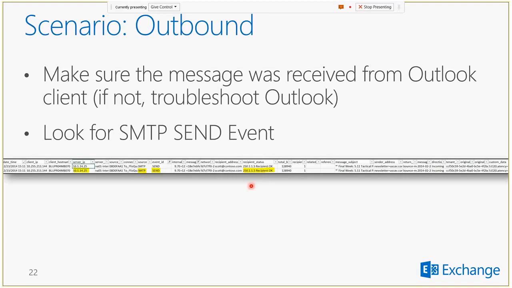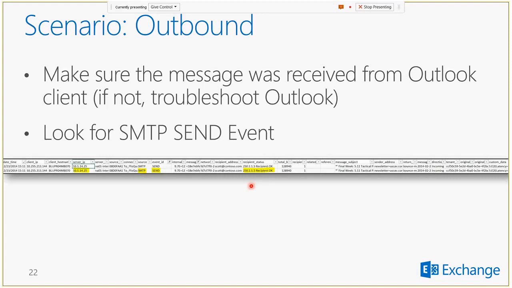Generally speaking, in the outbound mail flow, you can certainly look for anti-spam events and things like that, because it is certainly possible that an email that's going outbound would be scanned and deemed as spam, or have malware attached to it, or not pass organizational rules. But typically, what you're going to be looking for is the SMTP send event.